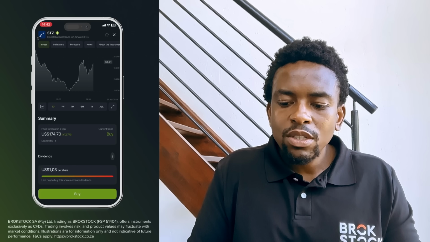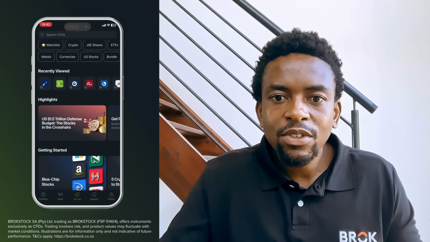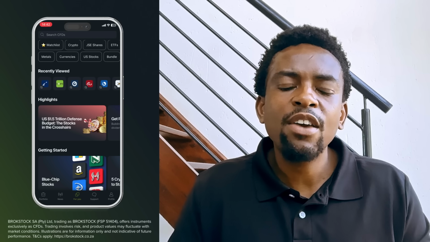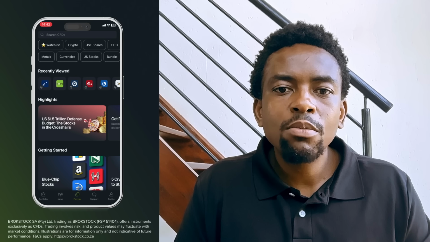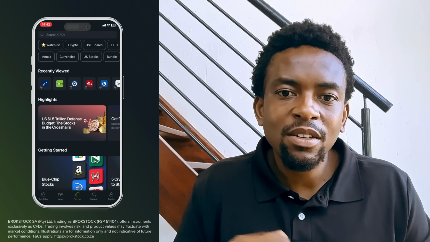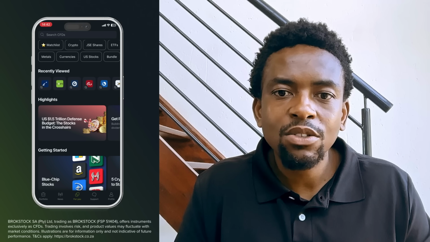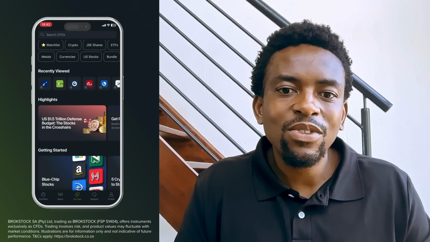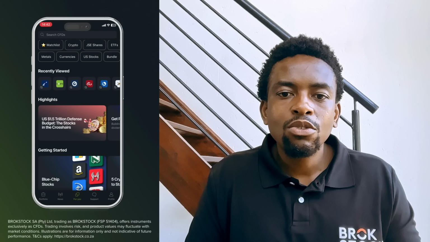It's also worth noting, since we are providing a CFD platform, that if you have shorted the company, then you will be liable to pay the dividends. They will be deducting the funds from your account instead of giving you the dividends. So it works vice versa.